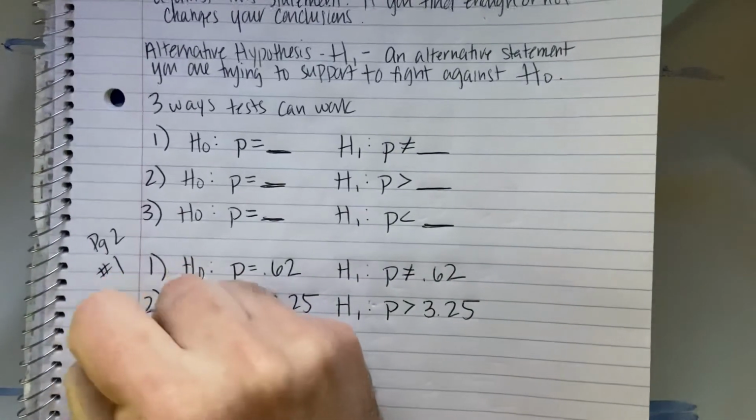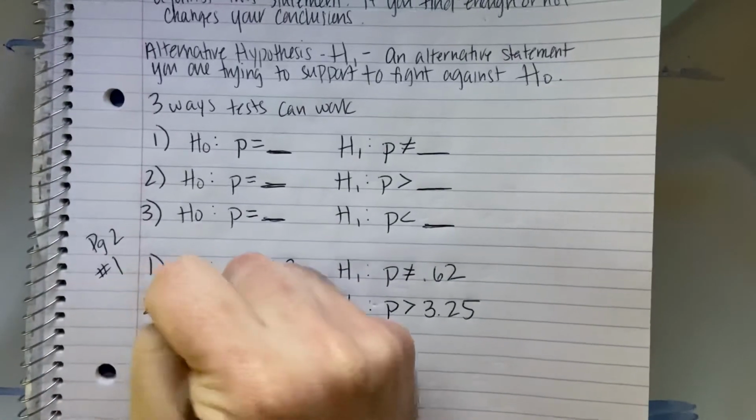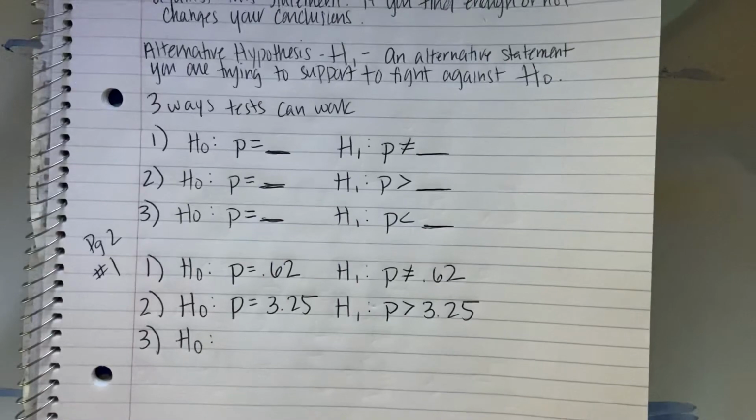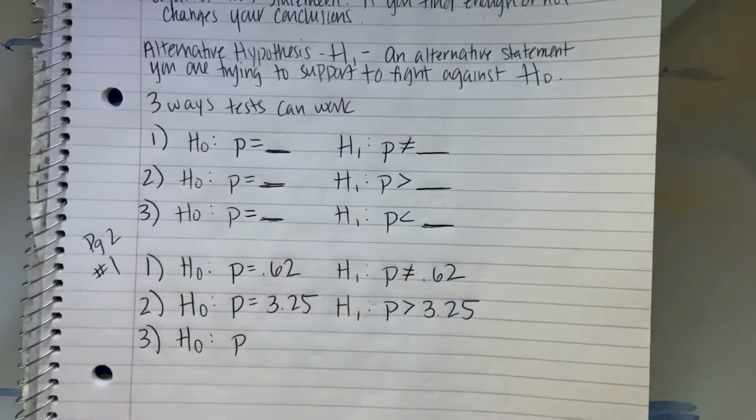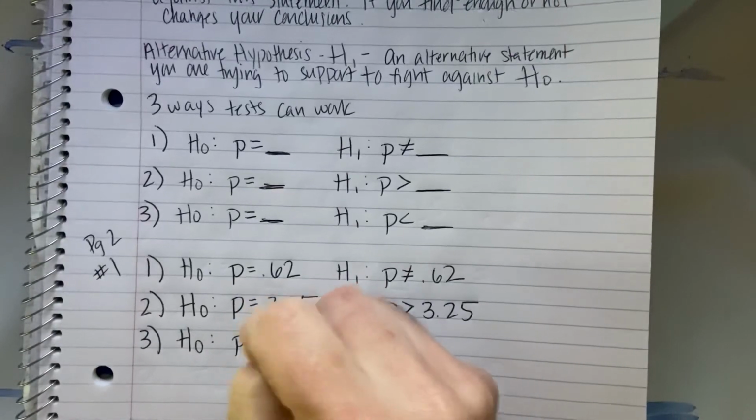Number 3 says, according to the CDC, 15.2% of American adults experience migraine headaches. Stress is a major contributor to the frequency and intensity of headaches, and a massage therapist feels she has a technique that can reduce the frequency and intensity. So the initial null hypothesis is that the population proportion is what? 15.2%, which is 0.152.